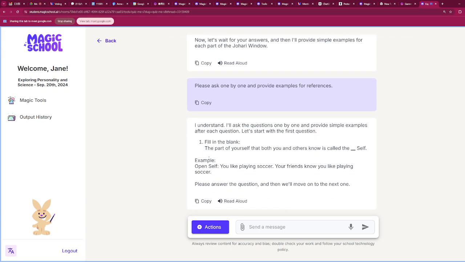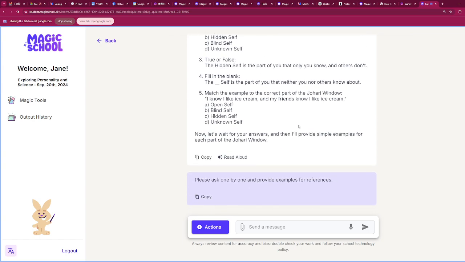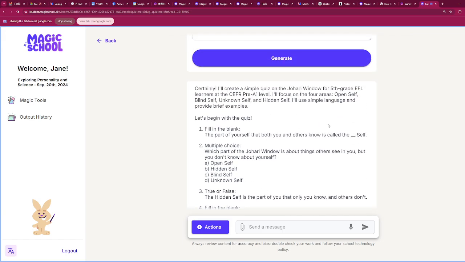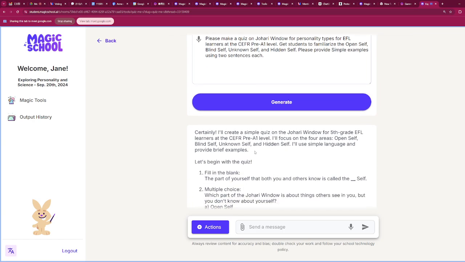I would use a different quiz form. I would not use this quiz for students, since it's not very interactive, such as the one that I just showed you with the chat bot. Although it has a read aloud function, I would prefer using Kahoot or Quizalize instead of this Quiz Me in MagicSchool.